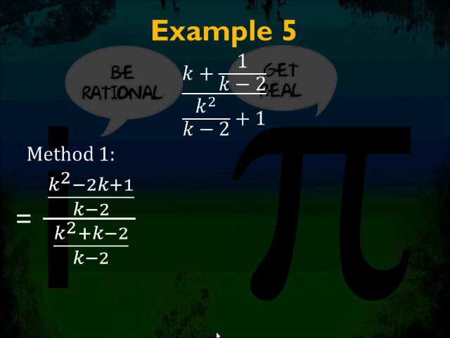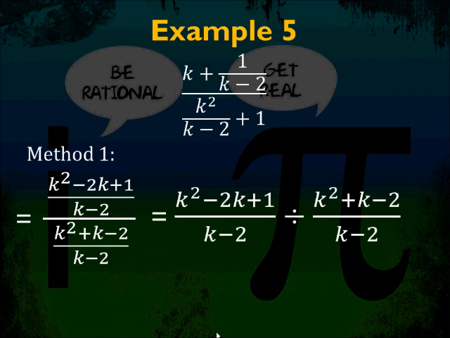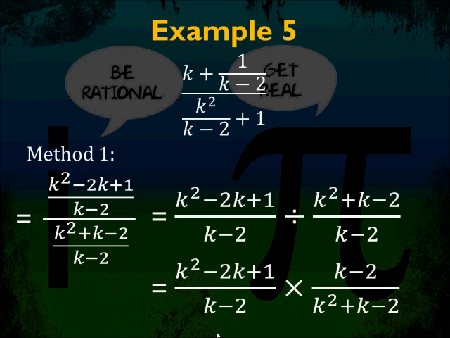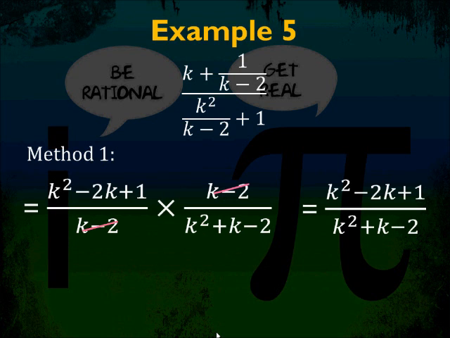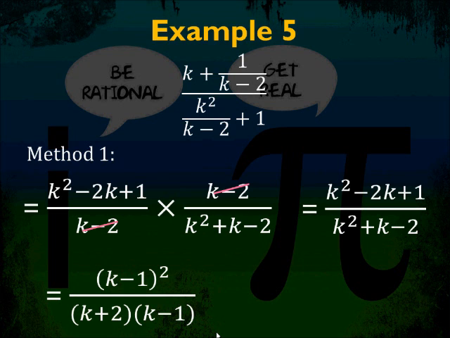Now you divide the fractions, and you can multiply by the reciprocal. You see right away that the k minus 2's are going to cancel out. So you're left with k squared minus 2k plus 1 over k squared plus k minus 2. Factor the top and bottom, you get (k minus 1) squared all over (k plus 2) times (k minus 1). One of the k minus 1's gets canceled, and you're left with k minus 1 all over k plus 2.